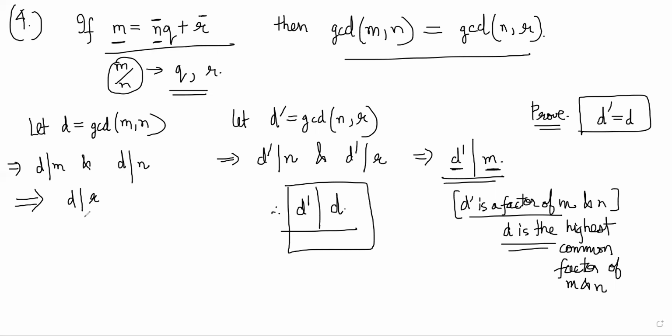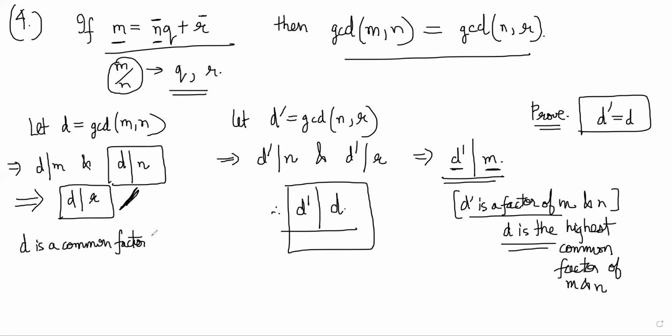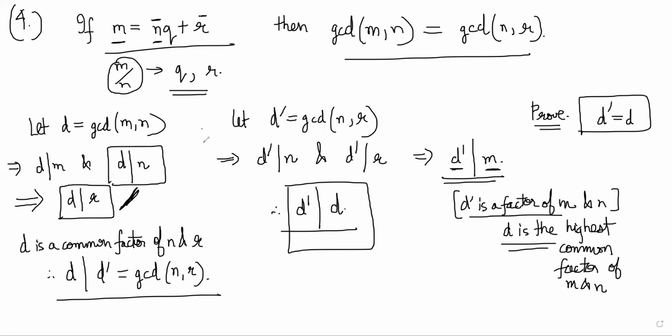So now notice that here we have D divides N and D divides R, right? These two statements. So D is a common factor of N and R. Therefore, D will divide D dash, which is the GCD of N and R, right? So one side we have D divides D dash, because D is a common factor of N and R, and the highest common factor of N and R is D dash. That's why.